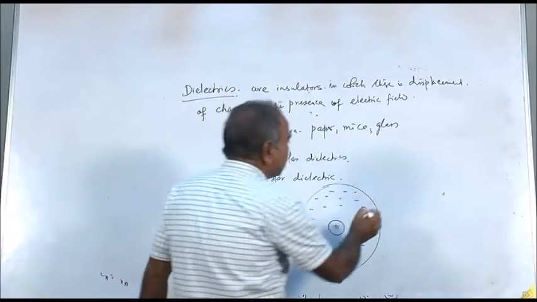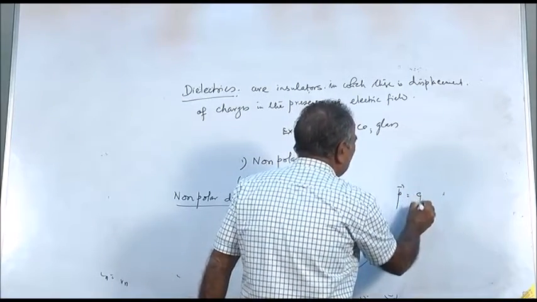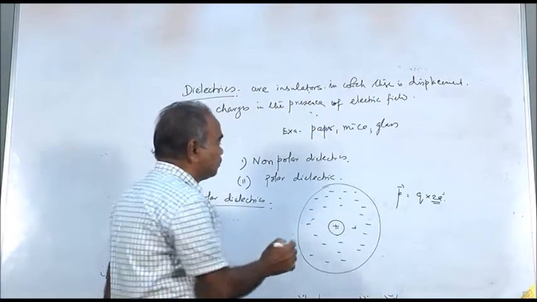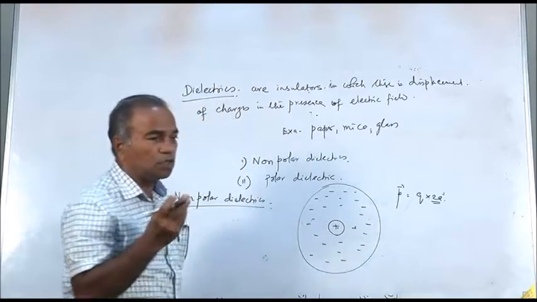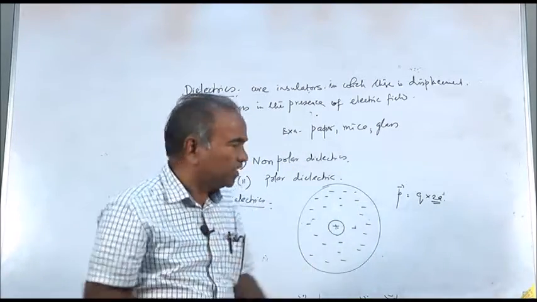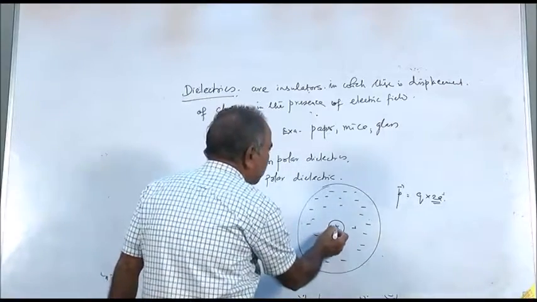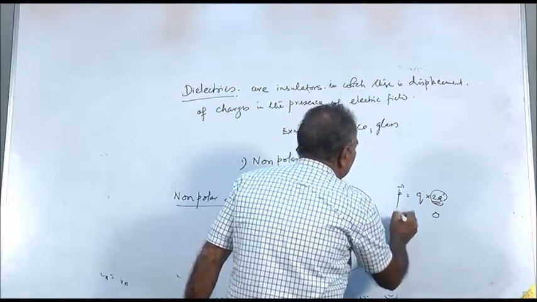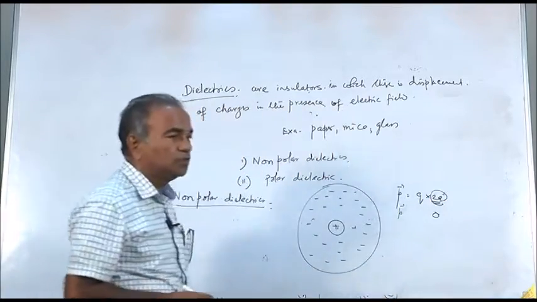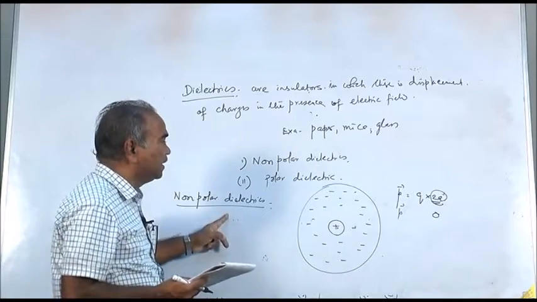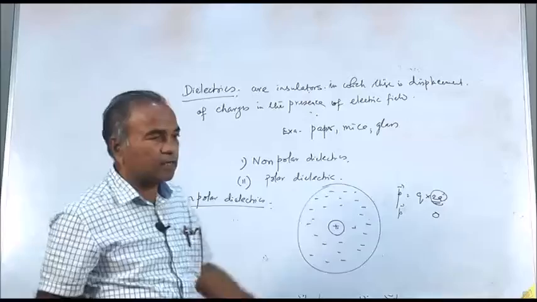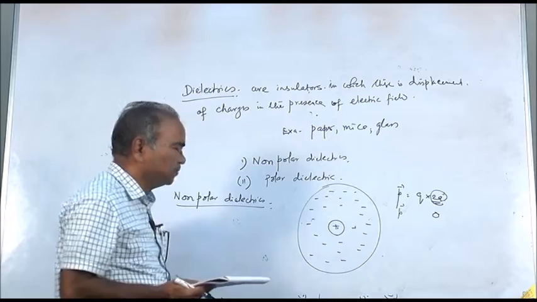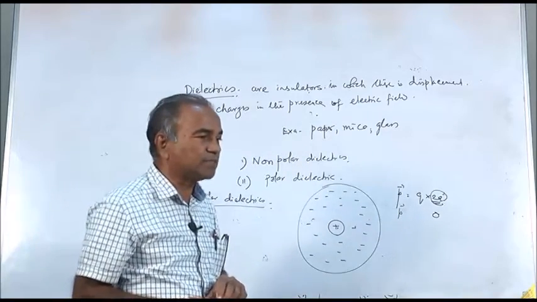We know the dipole moment is q into the distance of separation between them. Dipole means two equal and opposite charges separated by a small distance. But here the distance of separation between positive charge and negative charge is 0. So, 2a is 0, and the dipole moment is 0. In non-polar dielectrics, since the positive and negative charges coincide, it has zero dipole moment. That means it has no permanent dipole moment in the absence of an electric field.